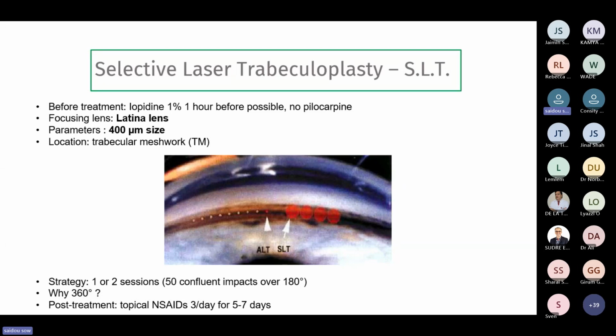In post-treatment, I just give a non-steroidal anti-inflammatory topical 3 times a day for just 5 or 7 days.